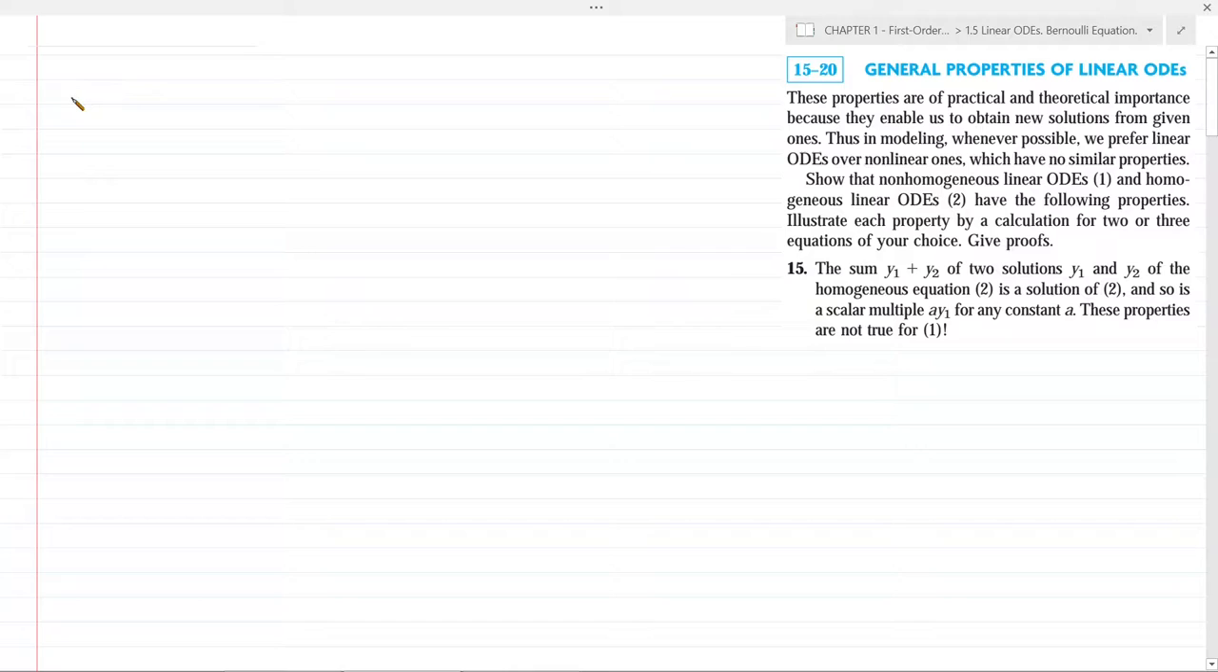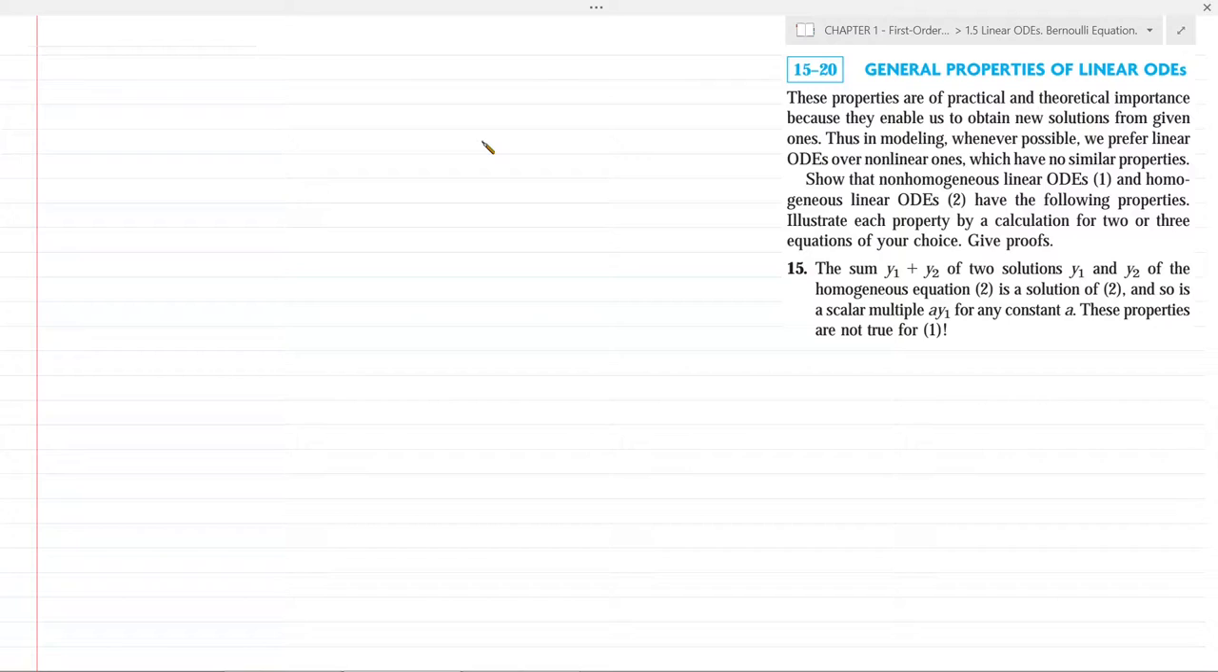Show that non-homogeneous linear ODEs, equation 1 from the book, and homogeneous linear ODEs, equation 2 of the book, have the following properties. Illustrate each property by a calculation for 2 or 3 equations of your choice. Give proofs. So, in questions 15 to 20, some properties have been given and we have to prove those properties analytically and give 2 or 3 examples to illustrate those properties.